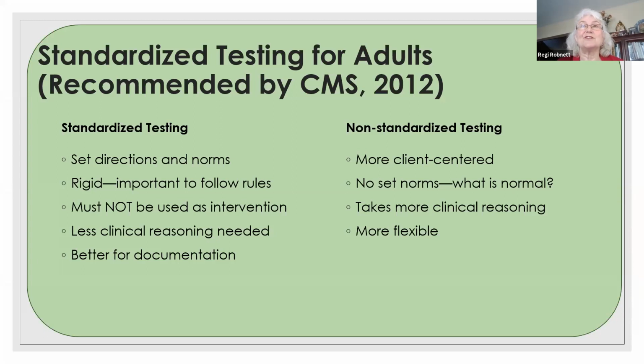Standardized testing for adults is really important. That was recommended by the Center for Medicare and Medicaid Services already in 2012. Some of the advantages of using standardized testing is that documentation is much easier. For example, think about giving the Mini Mental State Examination. If you get a score of 20, you know that's probable dementia, and anyone reading your chart would also know that.